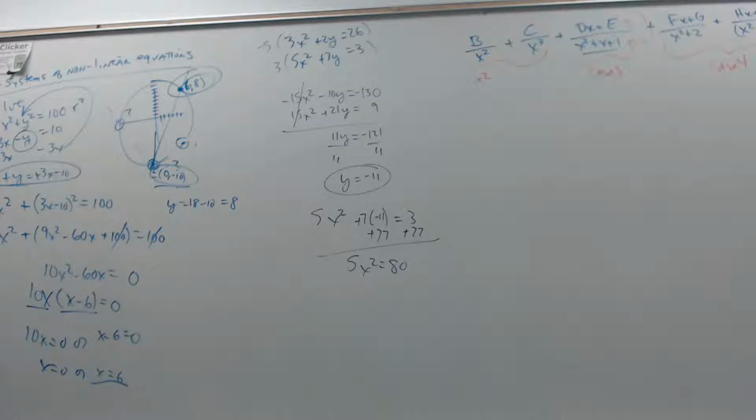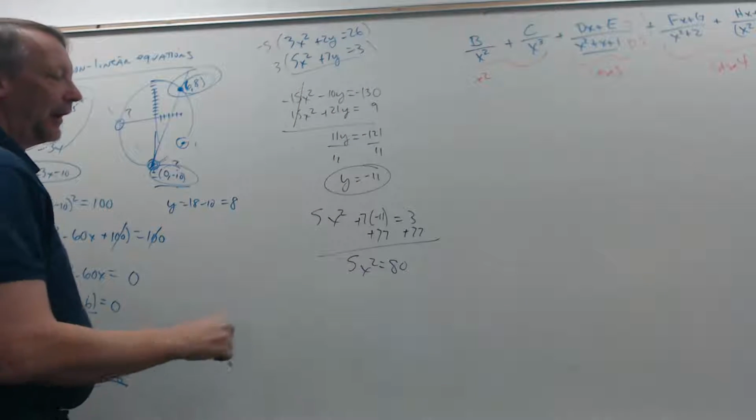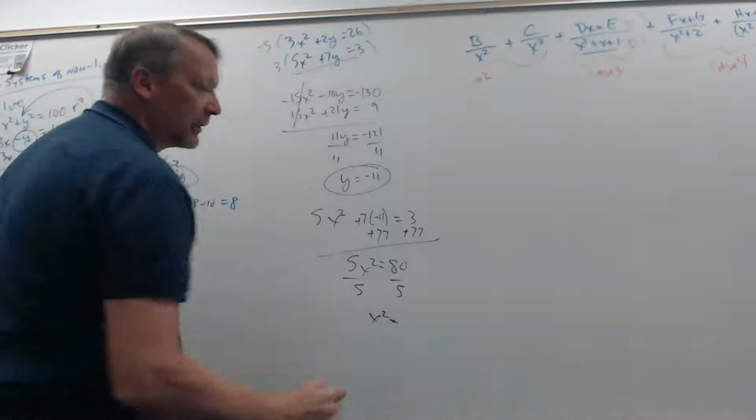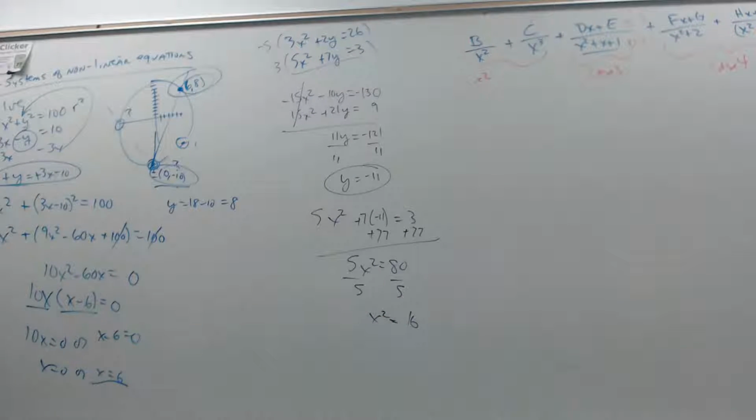Wait, the top is 9. What are you talking about? There's no 9s. No, the very top. Okay, we use this equation here. Okay? All right, divide by 5. X squared equals 16. How do I solve that? Plug these two.